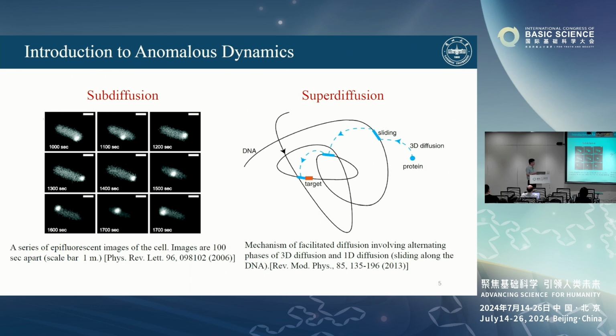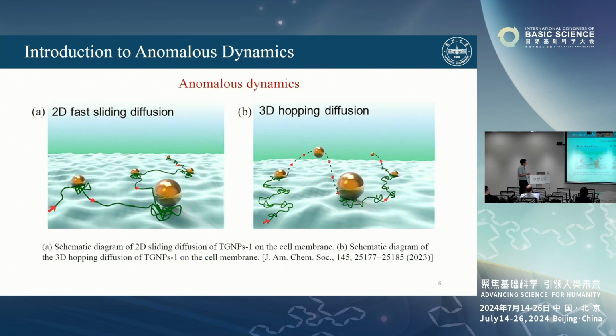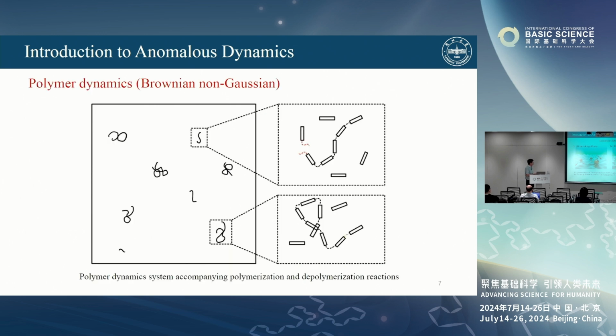For example, the particle moves on this line. Then here is the target. Then in some sense it makes a huge jump. More cases are fast sliding diffusion and 3D hopping diffusion, and also polymer dynamics. In recent years there are some new kinds of non-Brownian motion.